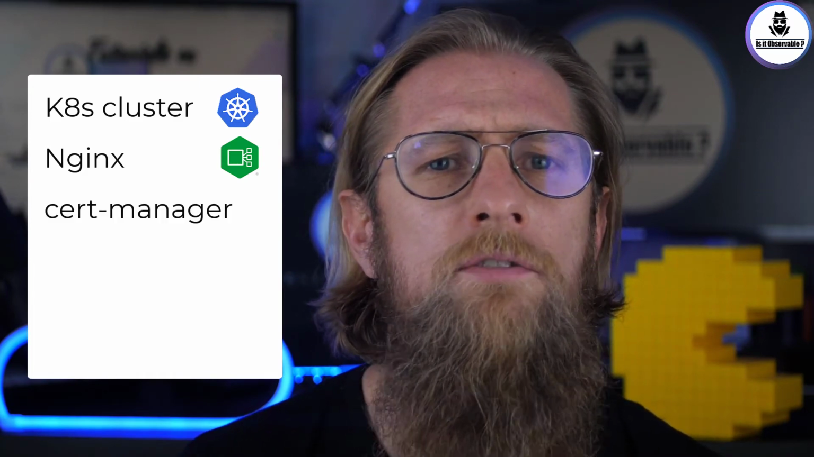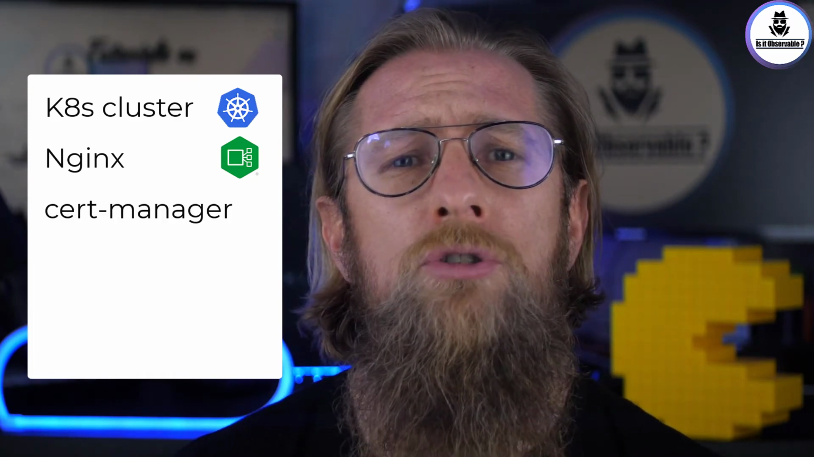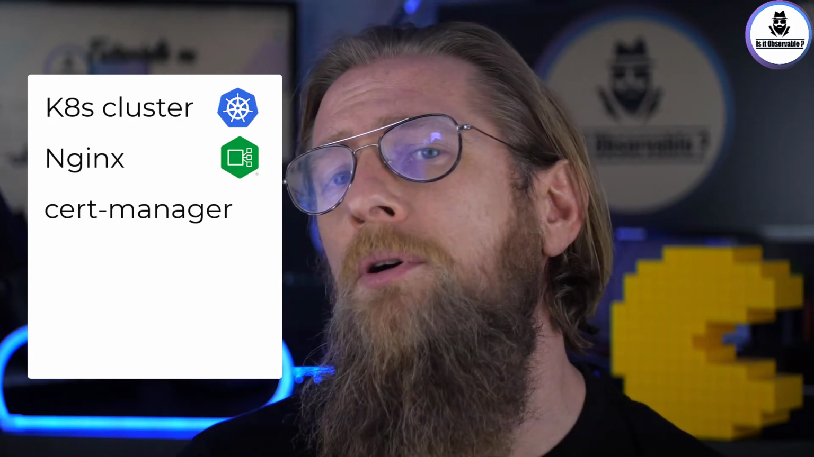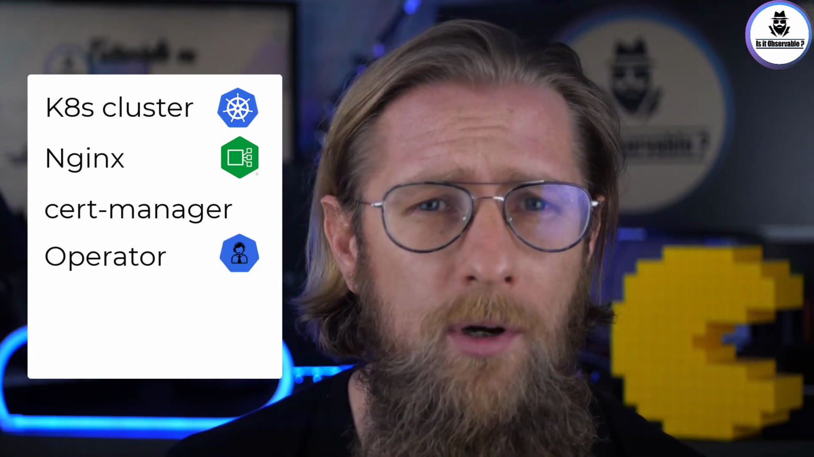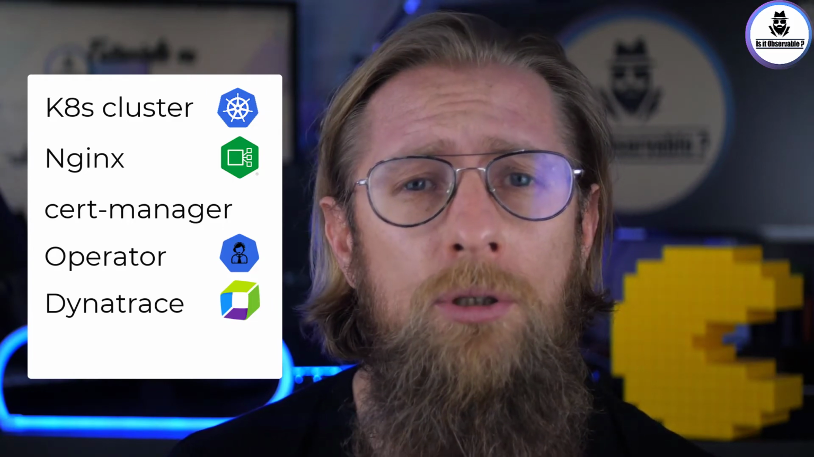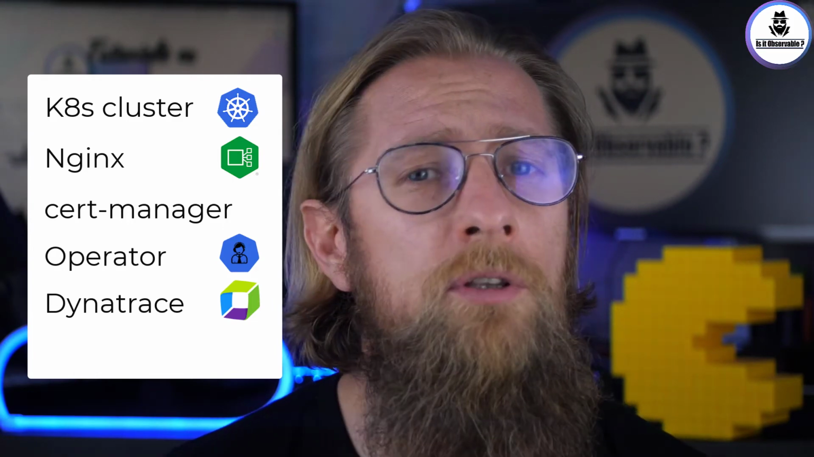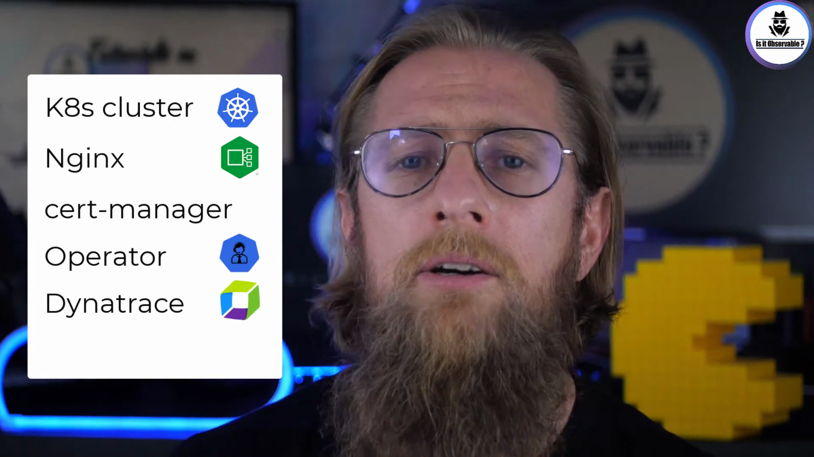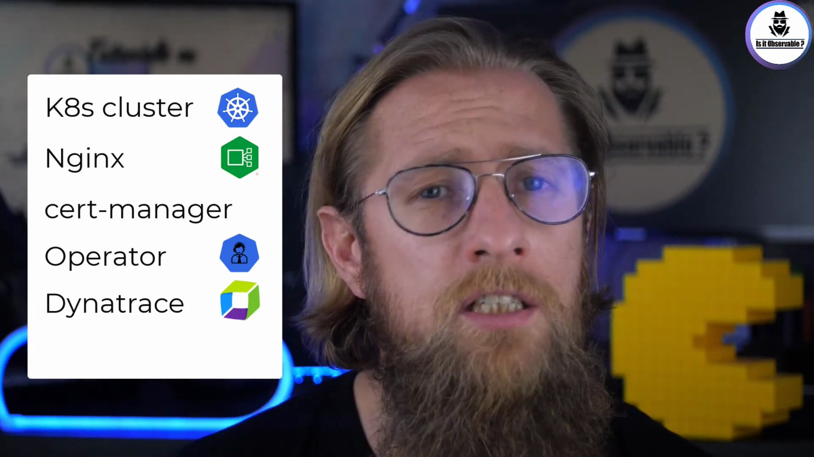So let's see how this tutorial will be structured. We will need, of course, a Kubernetes cluster, no surprise, the Nginx ingress controller to route the traffic to our application, and the cert manager. In fact, the cert manager is one of the requirements to deploy the operator. We will deploy the OpenTelemetry operator as well, and a Dynatrace tenant with an API token allowing us to interact with the metric ingest API, the log ingest API, and the trace ingest API.